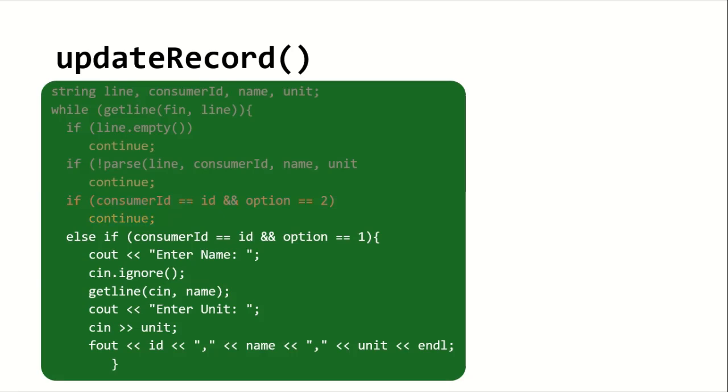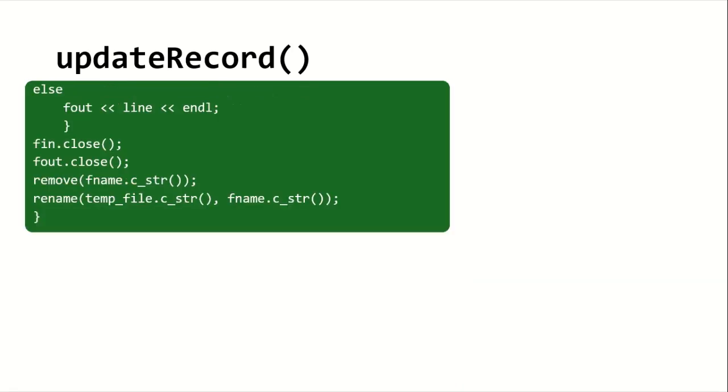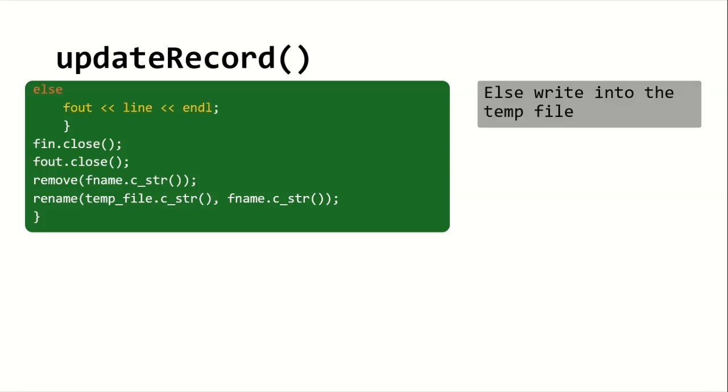But if the consumer ID matches and the option was 1, we are going to ask for the name because we are in the update mode now. We are in the edit mode. We are going to ask for the name you want to edit for that ID and the new unit you want for that ID, and then we are going to print it to the file. Else, we are just going to write lines one by one till the end of the file.